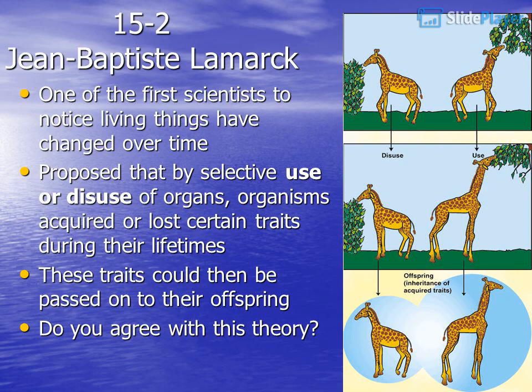15-2 Jean-Baptiste Lamarck. One of the first scientists to notice living things have changed over time. Proposed that by selective use or disuse of organs, organisms acquired or lost certain traits during their lifetimes. These traits could then be passed on to their offspring. Do you agree with this theory?